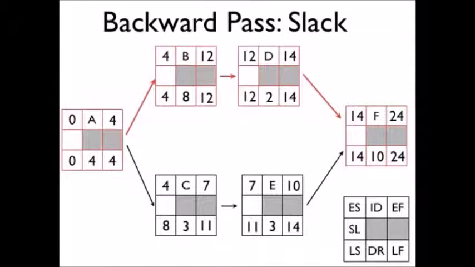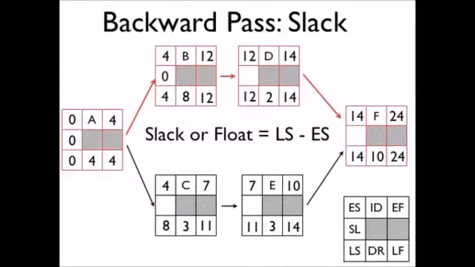Now let's look at the calculation for slack. What we're going to do is simply subtract the early start from the late start. And we can do that with A, we have a slack of 0. With B, we have a slack of 0. With D, 0. And F, 0 as well. That's what we're expecting to see, because by definition those items that are on the critical path have a slack or float of 0. If you look at C, however, 8 minus 4 is 4, and on E, 11 minus 4 is 7.